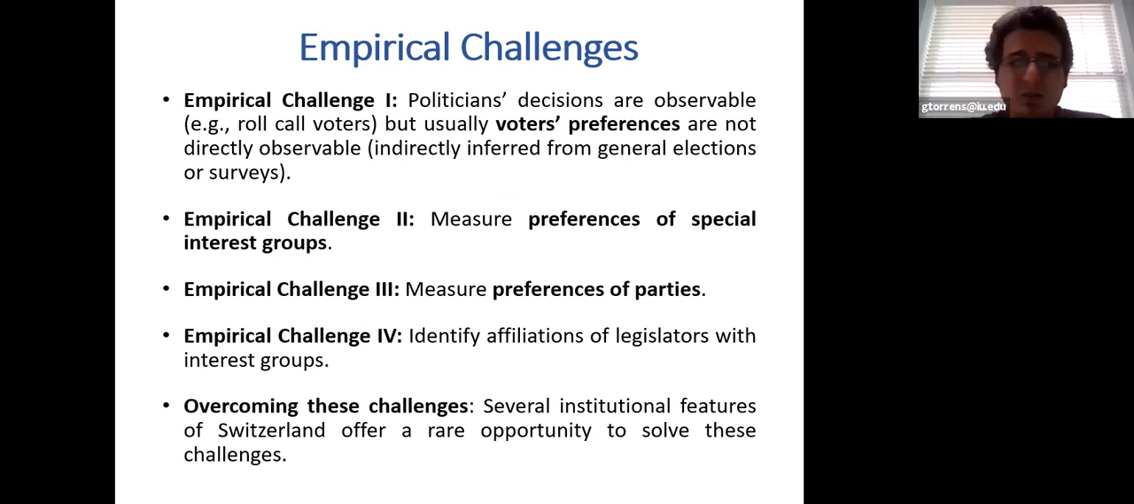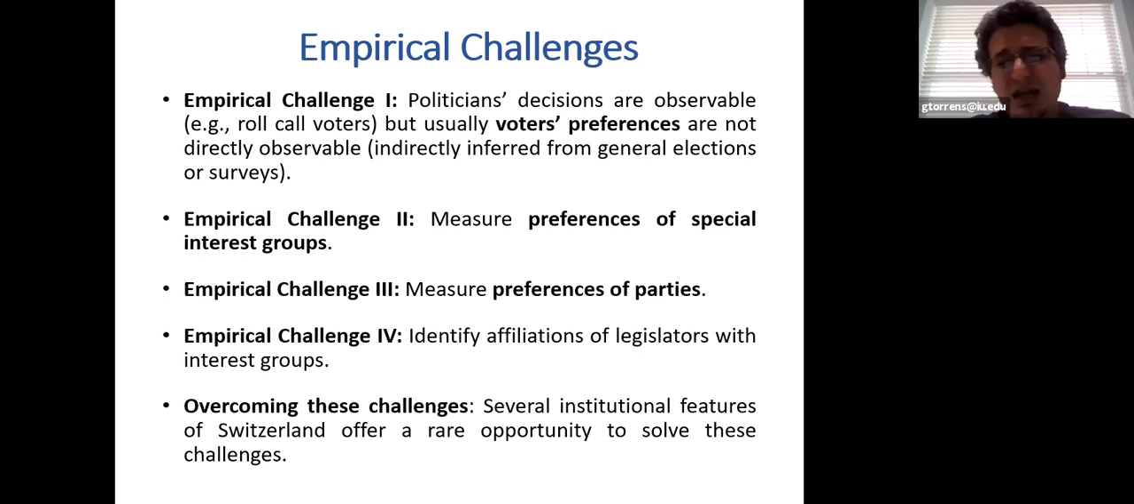In these slides, I would like to summarize the empirical challenges of assigning weights to different principals. The first empirical challenge is that politicians' decisions usually are observable. Legislators, you can go and see how they vote, but usually we do not really observe voters' preferences. Sometimes they're observed indirectly through elections or public opinion surveys, but they are not the same as the preferences of the voters over a specific legislative proposal.